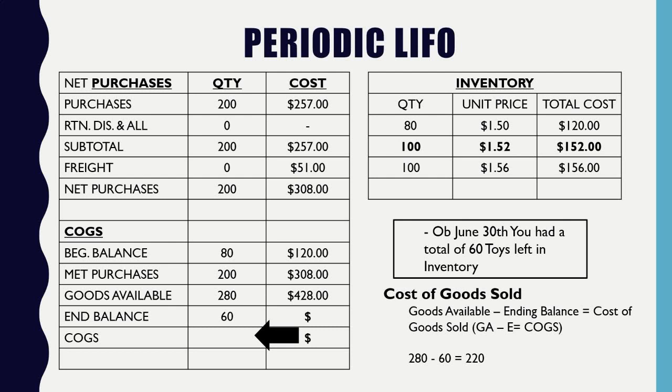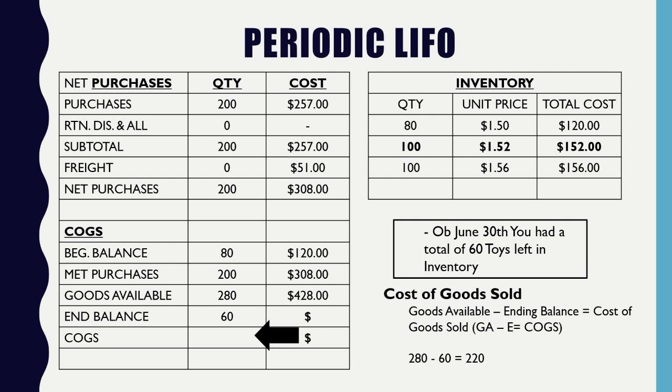If we're using the LIFO method, how are we going to calculate the cost of goods sold? Once again, we figured our numbers here. We had a beginning inventory of 80 units at a total cost of $120. Because we have beginning inventory, we must add that together to give us a grand total of our goods available.